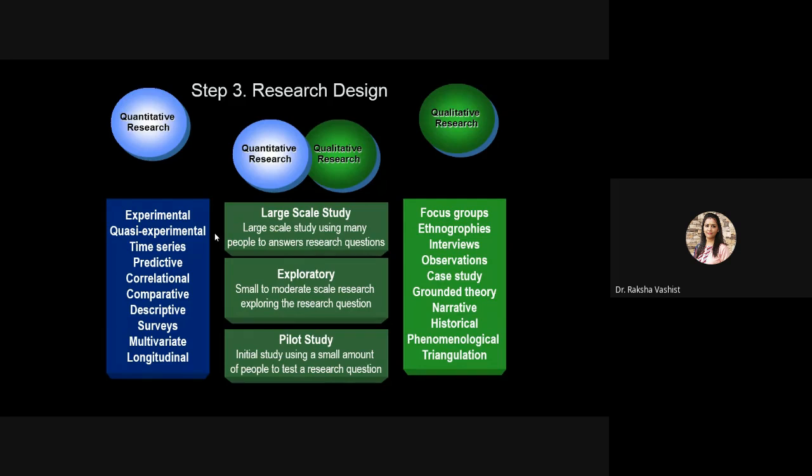The second type is exploratory research design, which includes small to moderate scale research exploring the research questions. And the third one is the pilot study, which initially studies a small number of people to test a research question. So these are the research designs for different types of research.